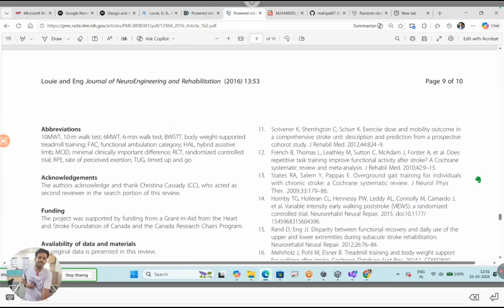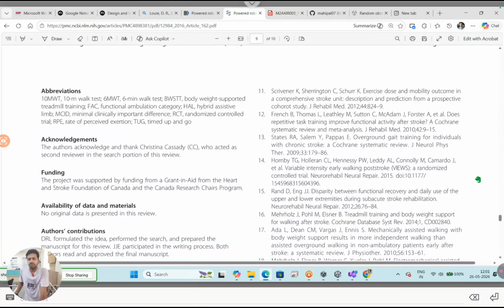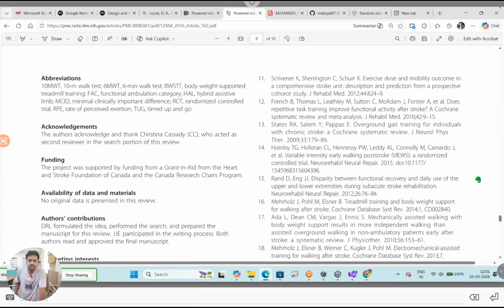Okay. Finally, the abbreviations: 10MWT means 10 meter walk test, 6MWT 6-minute walk test, BWSTT body weight supported treadmill training, FAC functional ambulation category, HAL hybrid assistive limb, and MCID minimal clinically important difference, RCT randomized controlled trial, RPE rate of perceived exertion, TUG timed up and go.